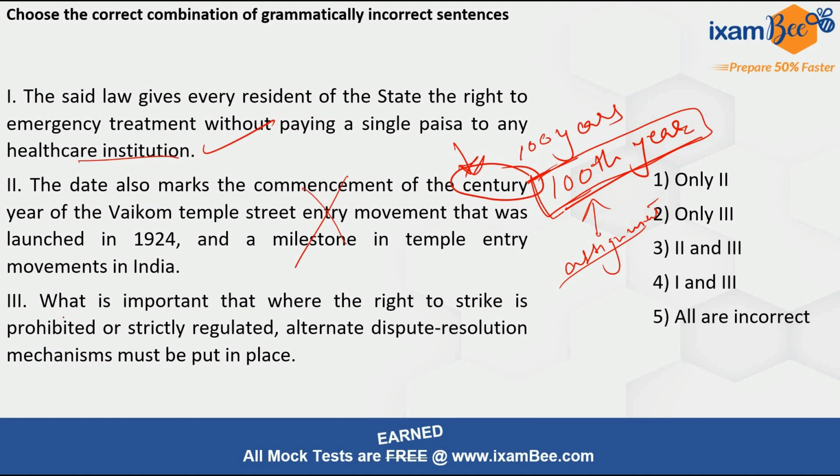Okay. Third one says, what is important that where the right to strike is prohibited or strictly regulated, alternate dispute resolution mechanisms must be put in place, right? But here the error is actually in what is important is, right? The verb is missing here. This was also wrong. Okay. So here the correct answer should be option 2 and 3 again, right?